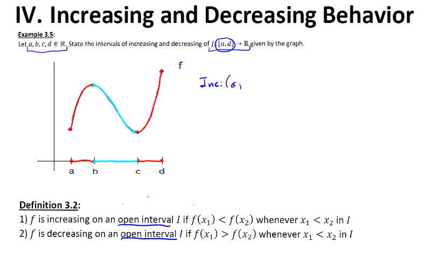So I'm going to write INC as an abbreviation for increasing, and the first increasing that we saw was from A to B. So notice that I'm not using square brackets, I'm using open brackets, or open parentheses I should say. And that was not the only interval that we saw increasing. We also saw increasing occur from C to D.